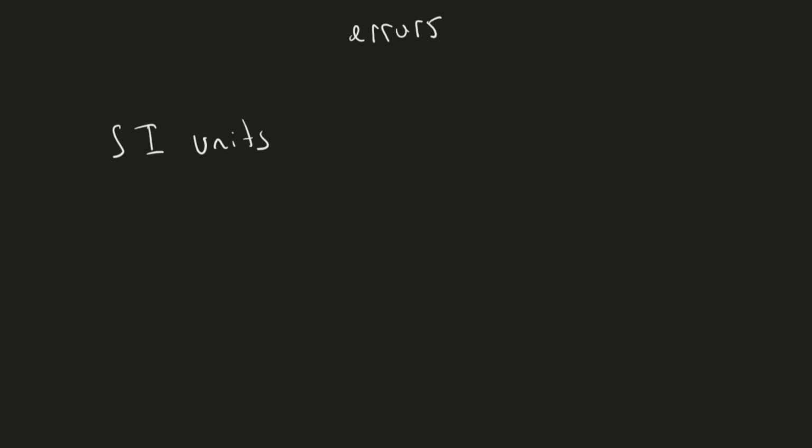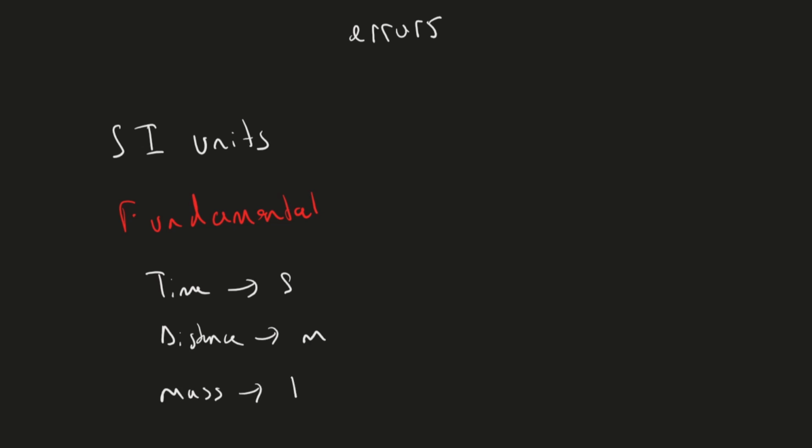Now, the SI units we can actually split up into two types. The first type we call the fundamental or the base units. And the fundamental units basically deal with a few different measurements. So the first one is actually time. So time we measure in seconds. Distance, we always say we're going to measure distance in meters. Mass is always measured in kilograms.